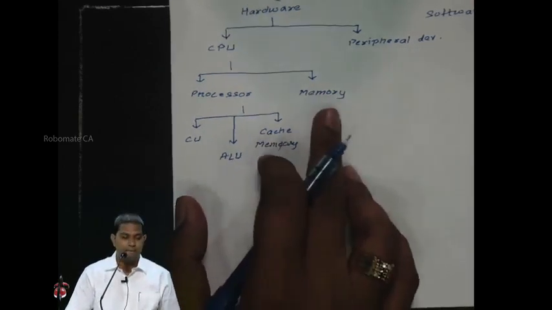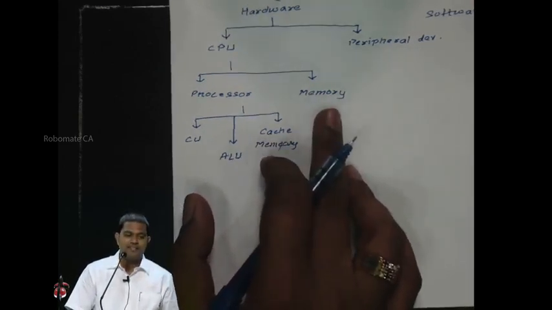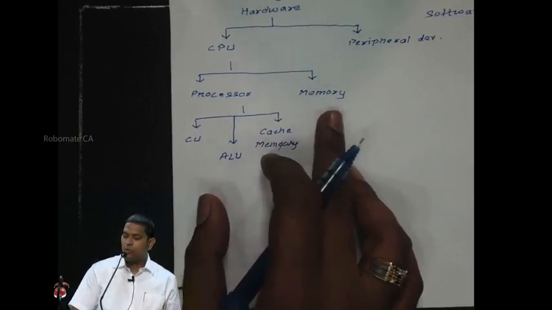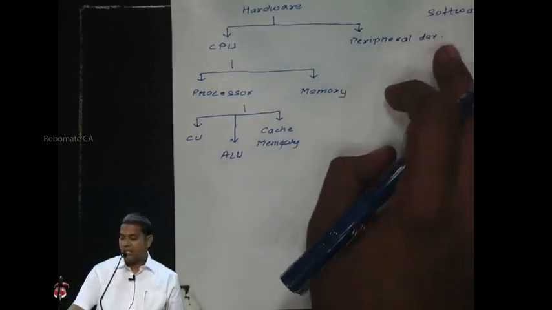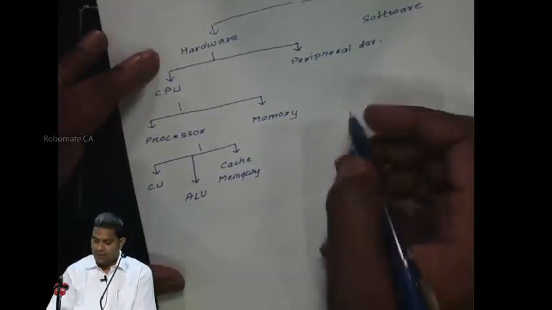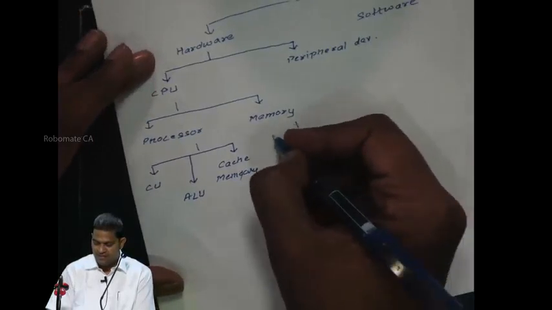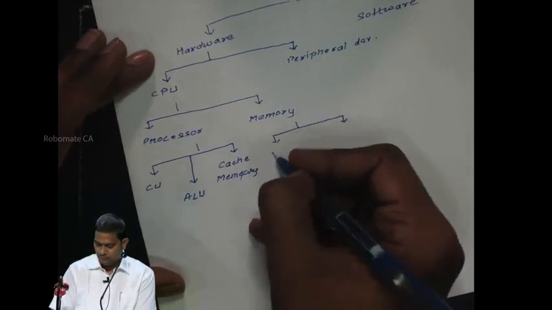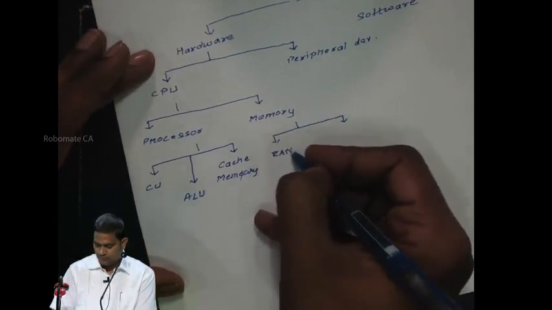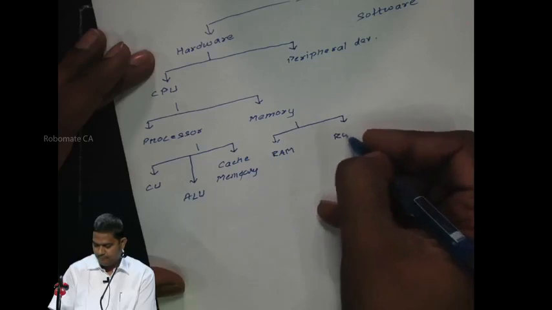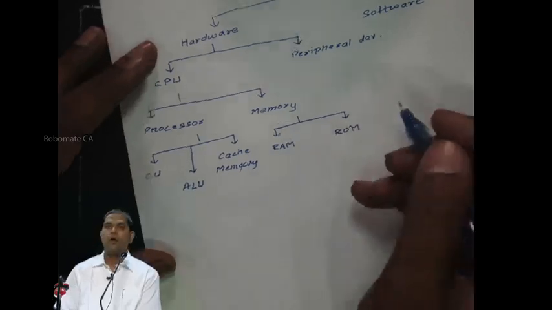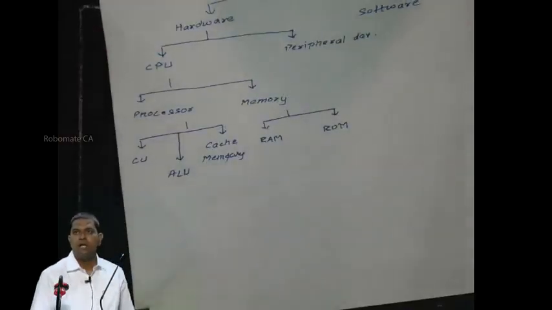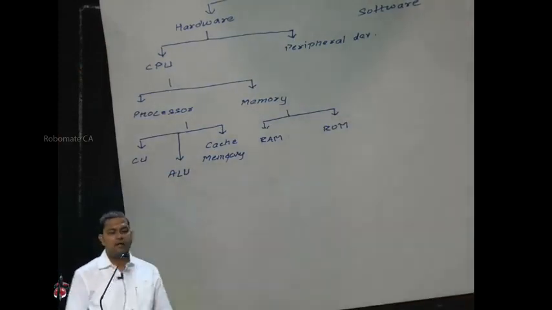Memory is primary and secondary. Actually, secondary memory goes into peripheral devices. Let's talk about the primary memory. This primary memory is further divided into RAM and ROM.